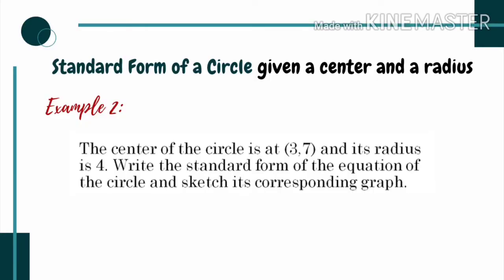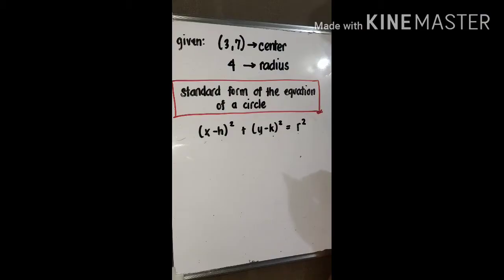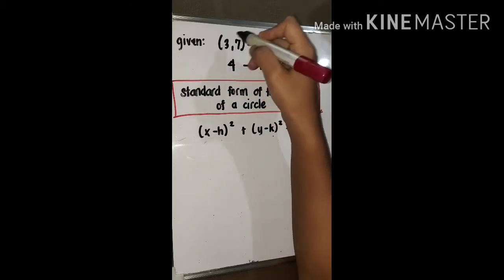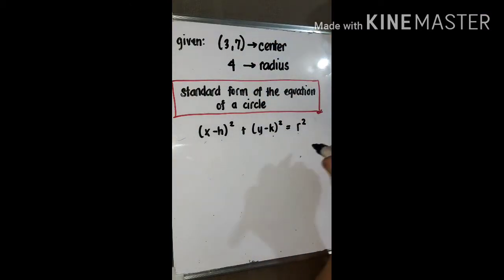For the second example, you are tasked to give the standard form of a circle given a center and a radius. So this is quite easy because we are already given the center of the circle and its corresponding radius. So we don't have to solve for anything anymore, but we just have to write the standard form of a circle. So here we will just have to substitute the given center and radius into our standard form of the equation of a circle, and then that's it.